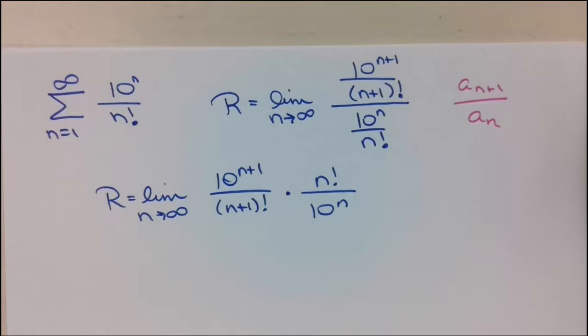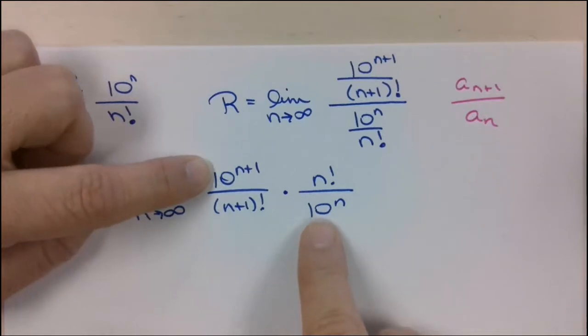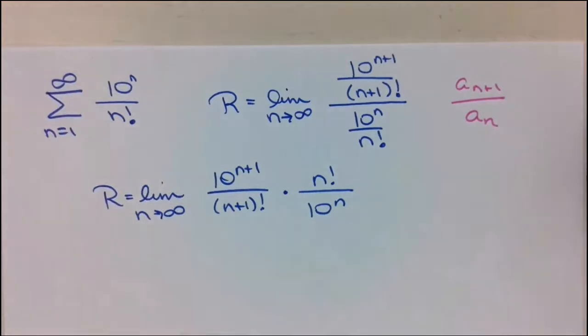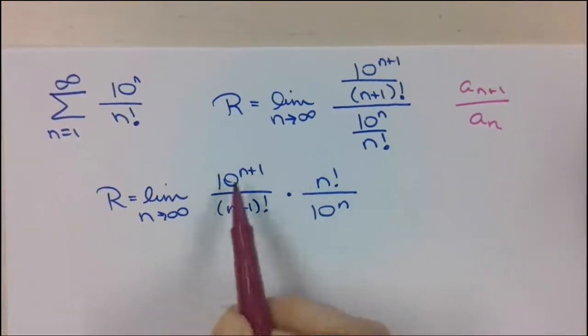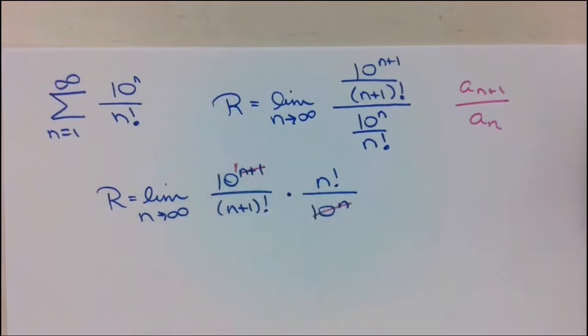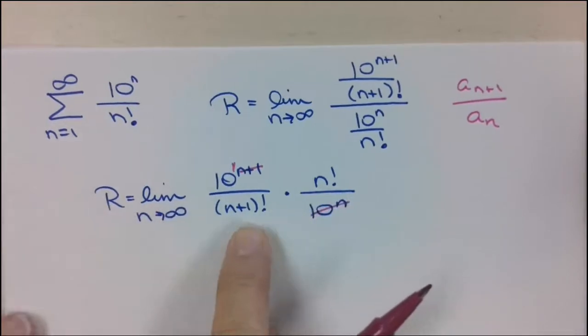So I see that I've got 10 to the n plus 1 divided by 10 to the n. Whenever we divide like bases, we subtract exponents. So n plus 1 minus n would just leave me with 10 to the 1 up here. All of those divide out, and I'm just left with 10 to the 1. And then the factorials, I've got n factorial over n plus 1 factorial.